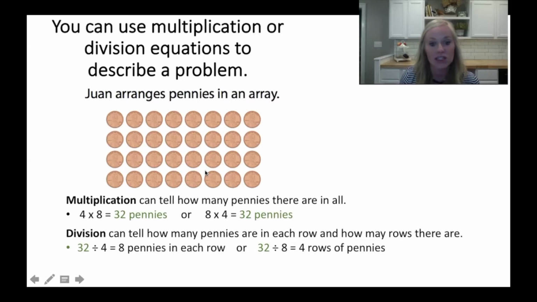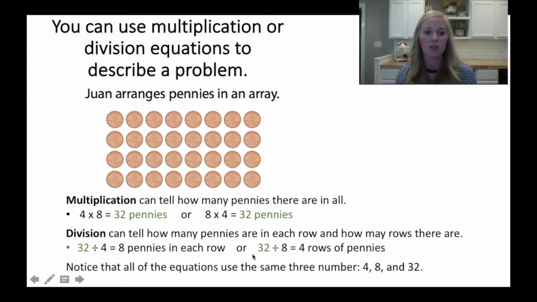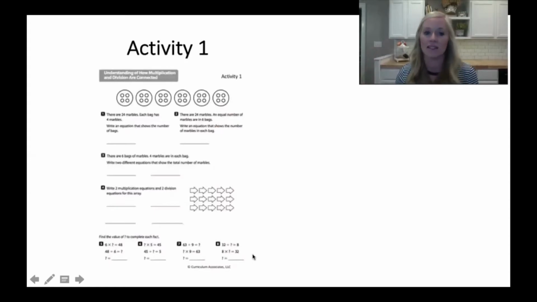Now division can tell us how many are in each row or each group, or it can tell us how many groups we have. So we could also flip and say that 32 pennies divided by 8 pennies in each group is equal to 4 rows of pennies or 4 groups of pennies. However you want to look at those, we can call those rows groups or rows. So notice once again that all of these equations that we used have the same 3 numbers, 4, 8, and 32. So that's going to be key in this next activity.